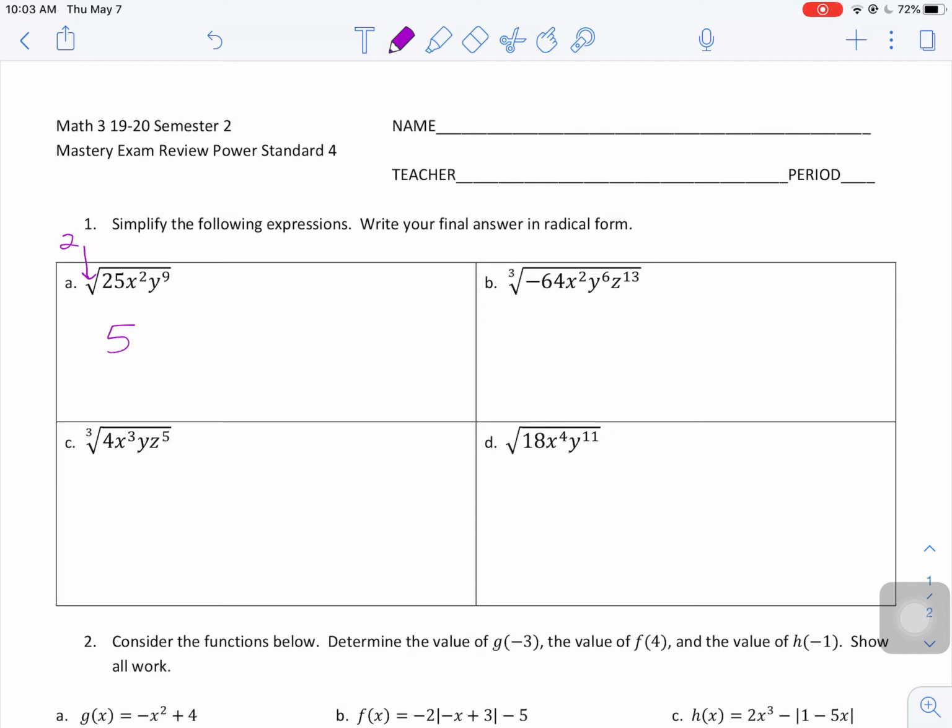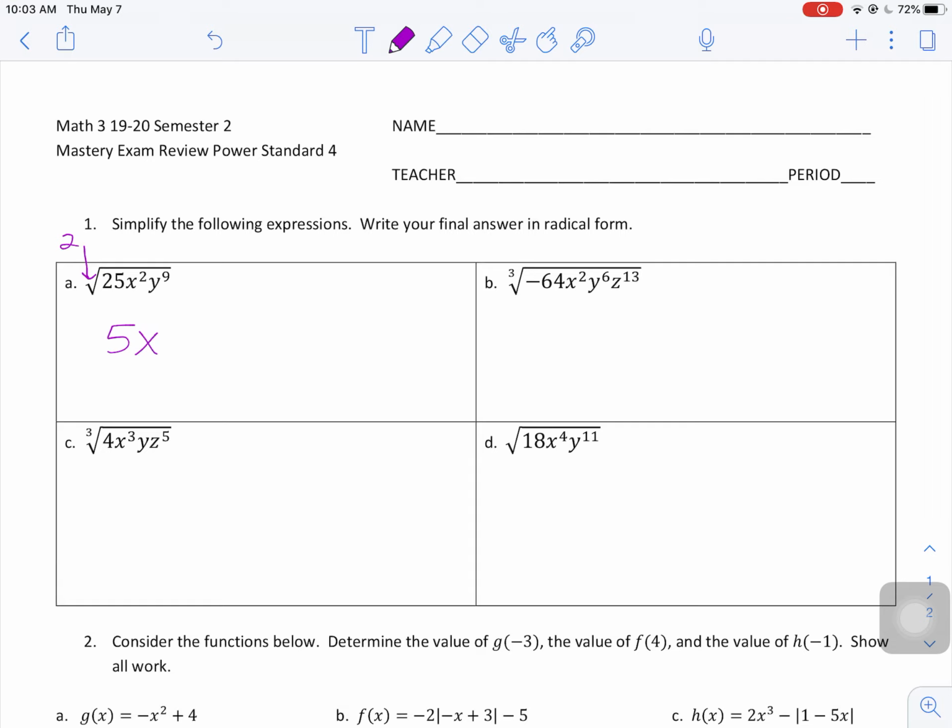And then as far as variables go, you take the exponent under the radical and you divide it by whatever the index is. So since the index is an invisible 2, 2 divided by 2 is 1. So it would be x to the invisible 1, which is just x. And then for the y's, 9 divided by 2 does not divide.